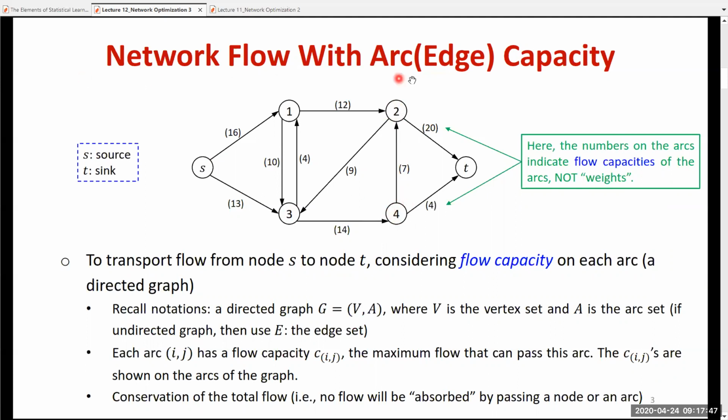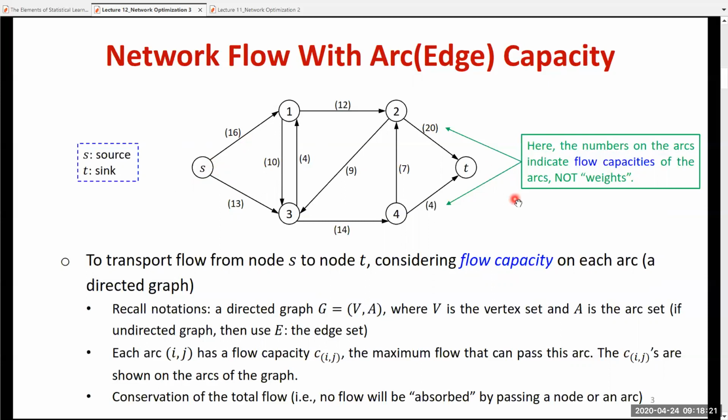So here, we are talking about arcs. This is different from the minimum spanning tree, in which we assume that all graphs are undirected graphs. Okay, so consider this graph, and we have an arc capacity here. Now the question is, how much at most can I transport as flow from S to T?